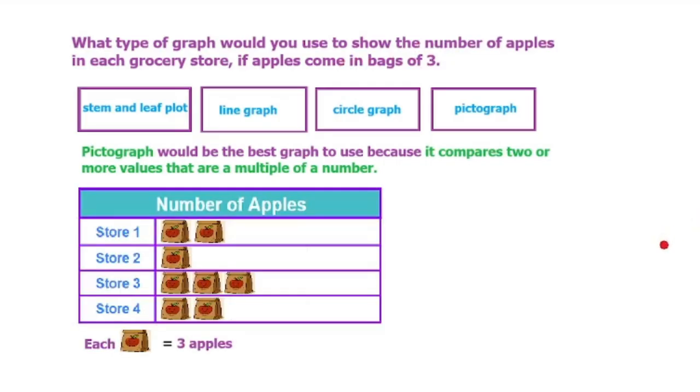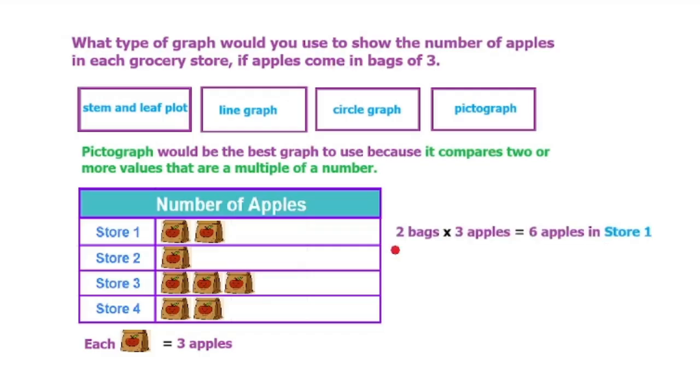So how will that look in a chart? This is how it would look. If we take a tally of the number of bags of apples in each store, store 1 might have 2, store 2 might have 1, store 3 has 3, and store 4 has 2. And this is the legend. It says each bag equals 3 apples, because apples come in bags of 3.